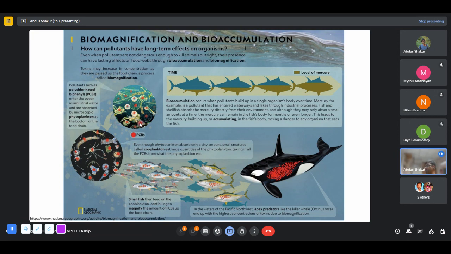So this is biomagnification. The effects on a species vary with respect to the pollutants and the concentration that the species can tolerate. But this is how accumulation and magnification happen.